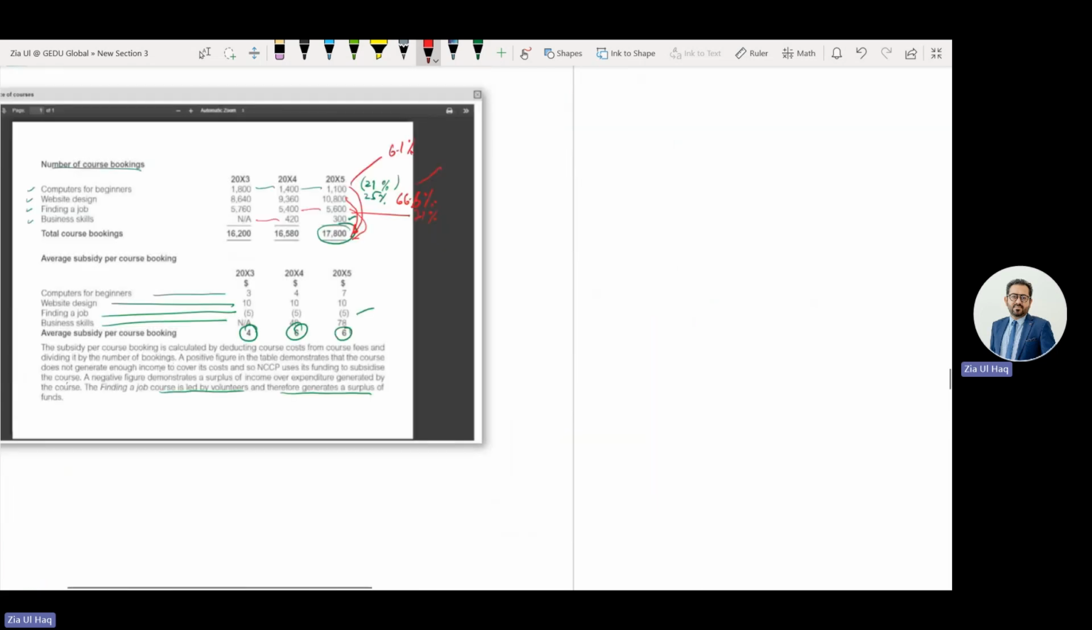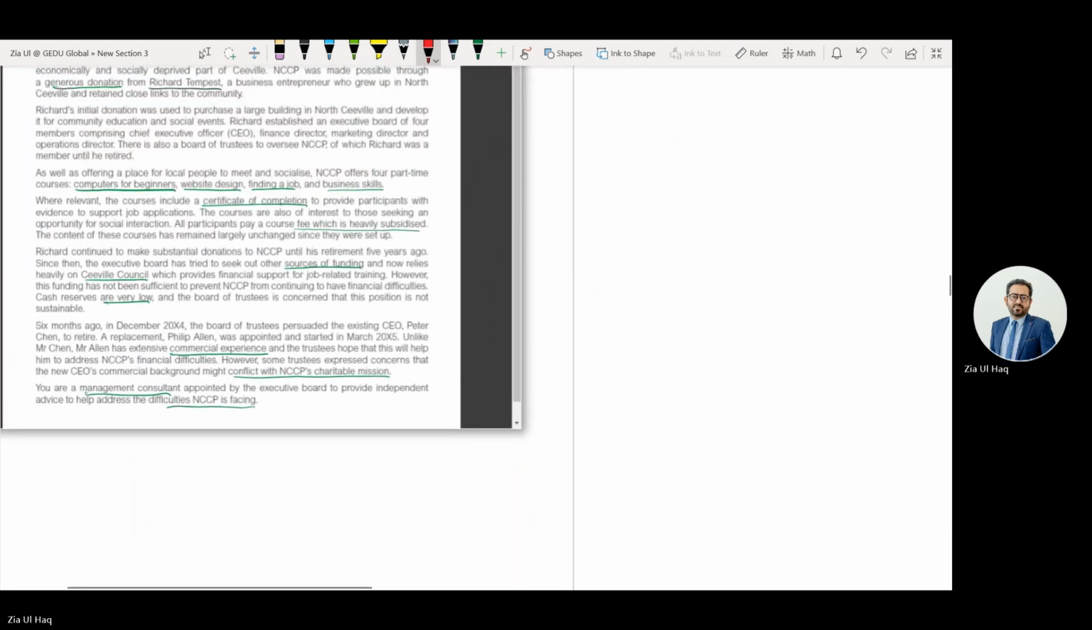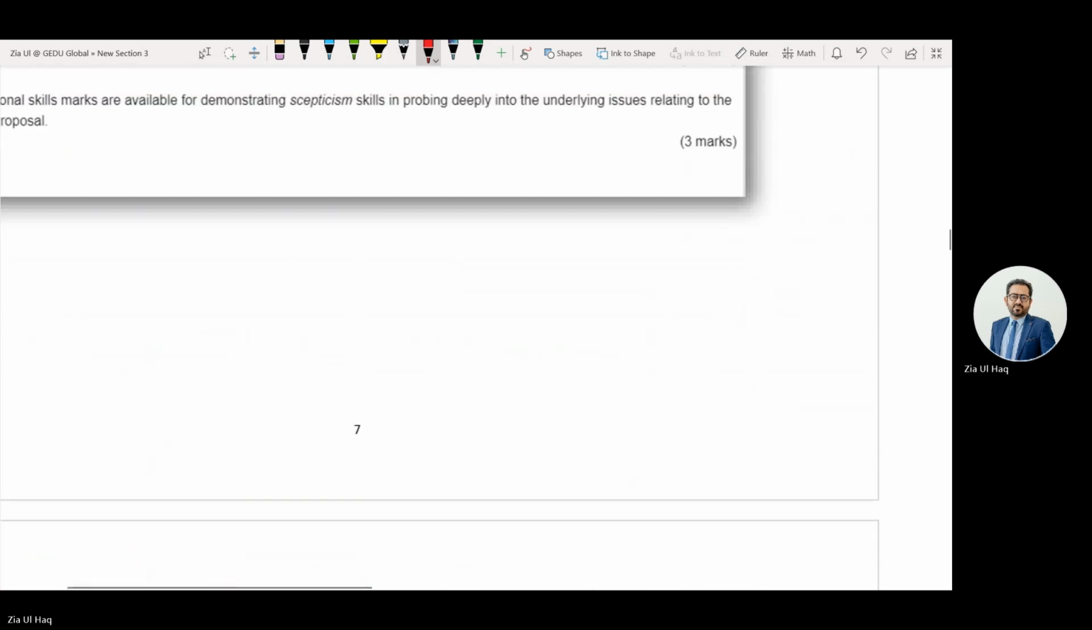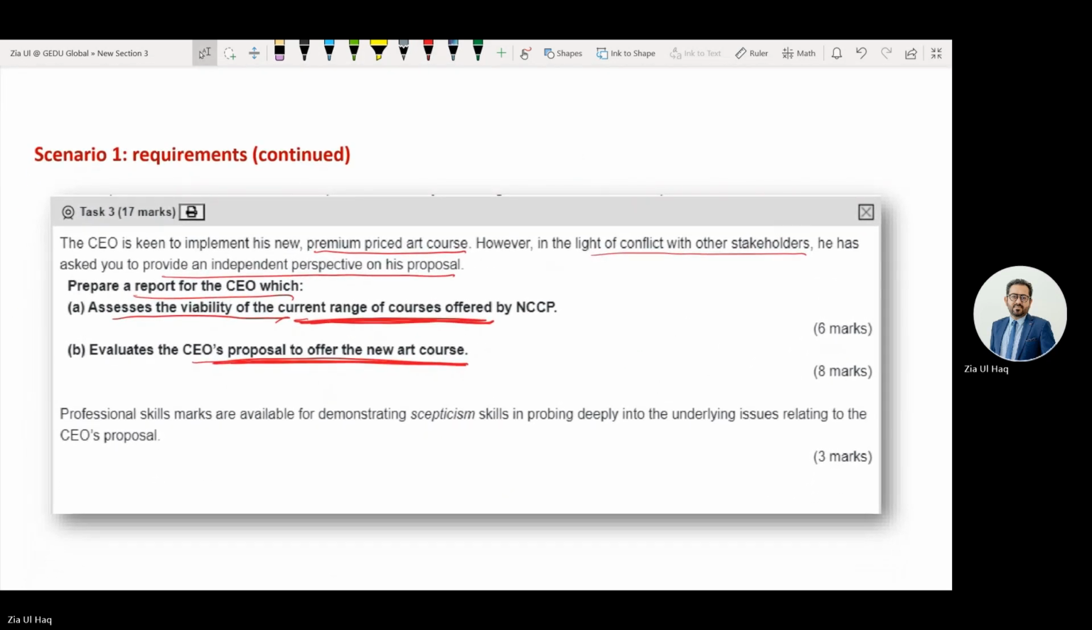So, moving back to task 3. 6 plus 8 marks. Is that? It means for 6 marks, for the data about current courses, we need to just calculate percentages and discuss it: why it's increasing, what could be the reason for decreasing.